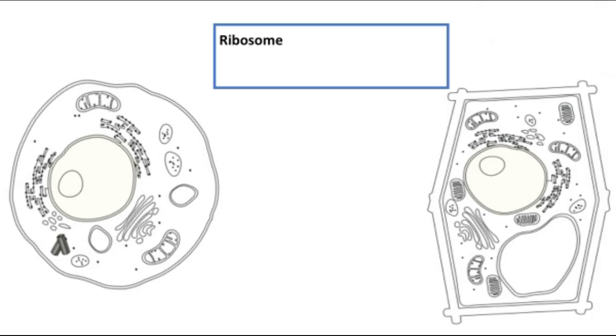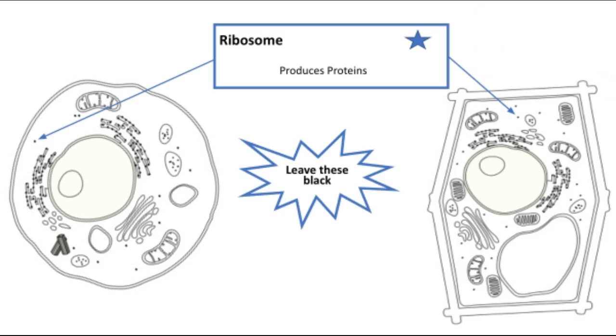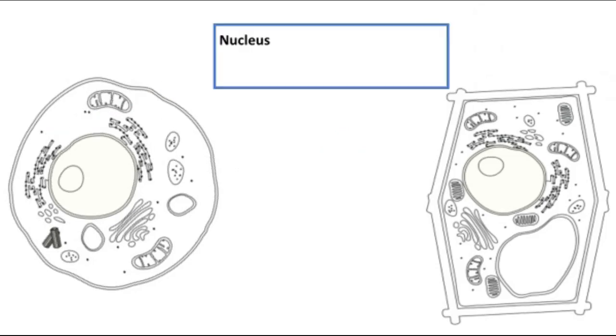The next cell organelle we're going to talk about are the ribosomes. This is the last one that you're going to put a star next to. The ribosomes are responsible for producing proteins, which we know are very important in cells. The ribosomes are going to look like small black dots in the cells, and this time we're going to just leave these ones blank. The next cell organelle we're going to talk about is the nucleus.